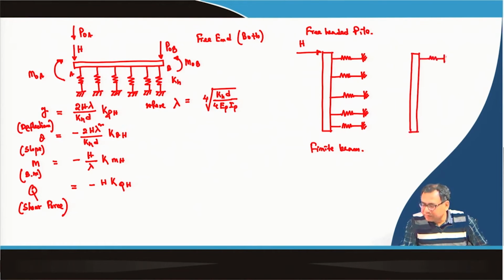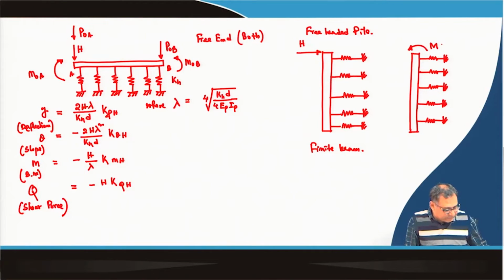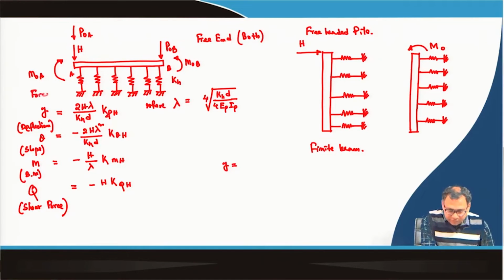So, this is the pile with spring. Now, if a bending moment is applied, then the equation of the pile will be, for the m0 bending moment, a similar type of expression. y will be equal to, this is for the horizontal force, the force h, and these expressions are for the moment m0.